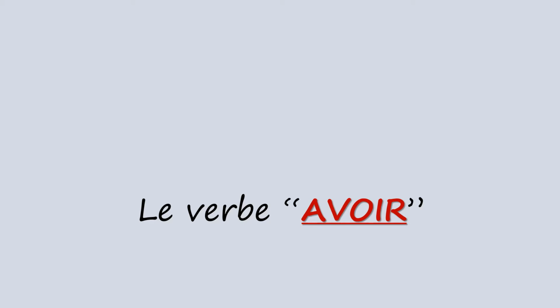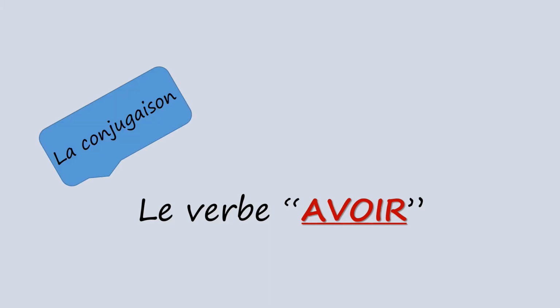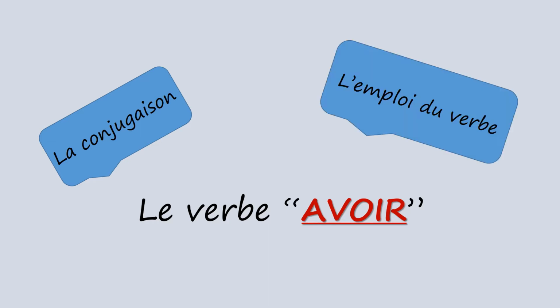Avoir. The infinitive form of the verb avoir. It is one auxiliary verb. It means to have. In this lesson, we are going to learn la conjugaison du verbe, the conjugation, how do we conjugate it, and l'emploi du verbe. We are going to learn the use of the verb, how we are going to use it in our sentences.